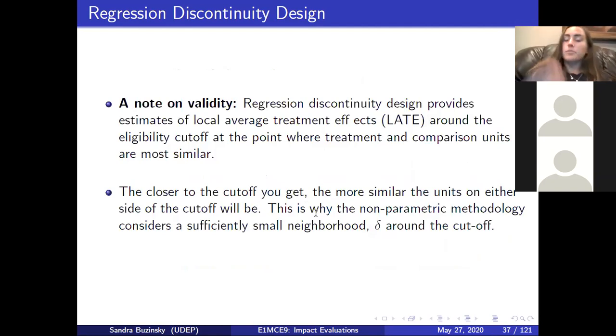Okay, I think we've talked about this quite a bit, but just remember that the closer you are to the cutoff, the more similar the units on either side of the cutoff will be. This is why the non-parametric estimation considers only a small neighborhood of delta around the cutoff. That's important for internal validity because if you're comparing a large group for the treatment and control, the further away from the cutoff you get, the further away from the random component you are. There's more likely to be systematic differences. So non-parametric is definitely preferred for that reason.